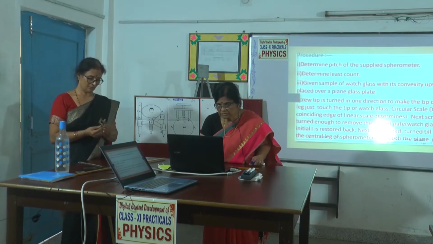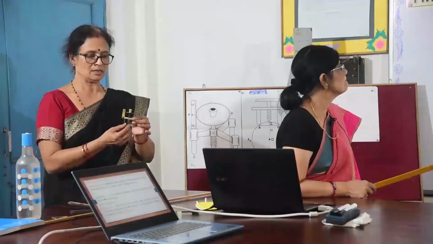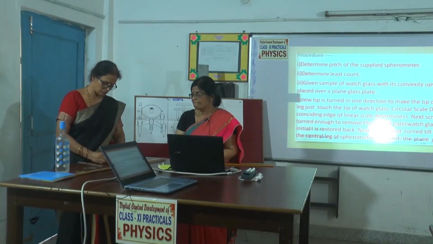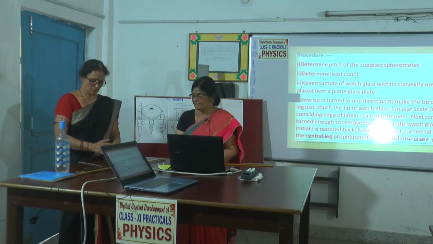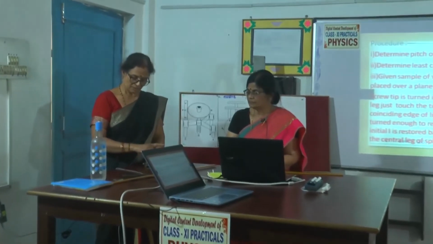For determination of S, as we are going to push on a common surface, we will raise the screw a little upward so that the three legs will be in contact with the convex surface, and we will keep the screw almost at the center. That means the three legs should be equidistant from the three sides. We have to check that the three legs are almost equidistant and the screw is almost at the center.